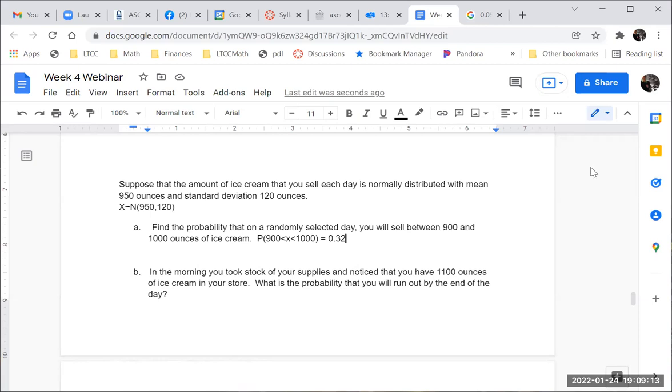So let's talk about the next question, which kind of gets into that. In the morning, you took stock of your supplies and noticed that you have 1,100 ounces of ice cream in your store. What's the probability that you will run out by the end of the day? What does it mean to run out? For your business, what does it mean if you ran out?